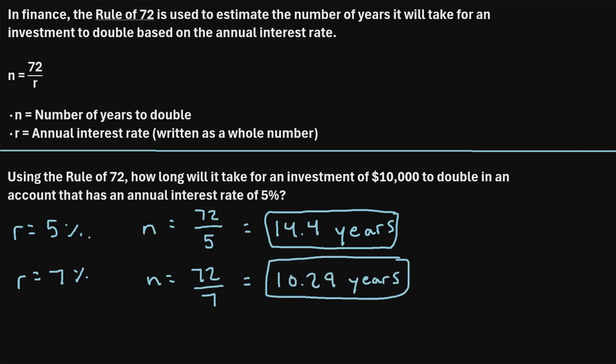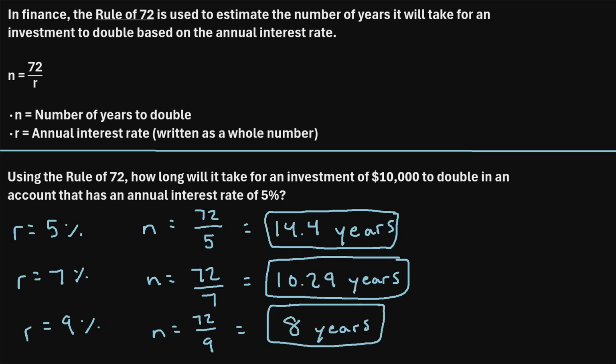So we'll notice that when we increase the annual interest rate, the time that it takes to double becomes less. And that should make sense because when you have a higher interest rate, your money is growing at a faster rate, so it should take less time to double. Now consider instead if you had a 9% annual interest rate. Well, in that case, the amount of time it takes to double would be 72 divided by 9, which is 8. So as we increase the interest rate even more, the time it takes to double continues to drop.